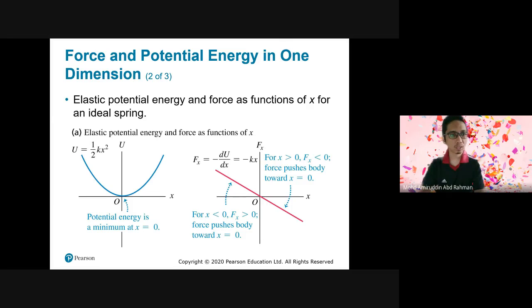So we look over here. We have the elastic potential energy and force as a function of x for an ideal spring, for example. We notice that the potential energy cannot be negative, so we have a parabolic shape. The equation of this is U equals half kx squared, and the potential energy is minimum at x0. Over here, the kinetic energy is at maximum.